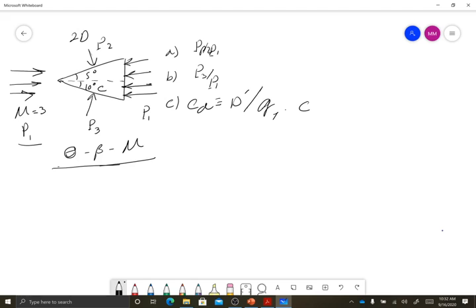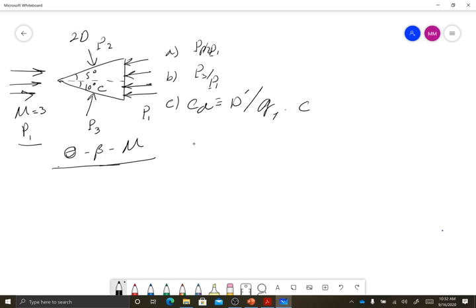This diagram is in the book. It is also in my presentations. If you don't have it, you can also Google it, because everything is online and all of the problems are open book. So you can always use Google to give you the calculations for the theta beta.